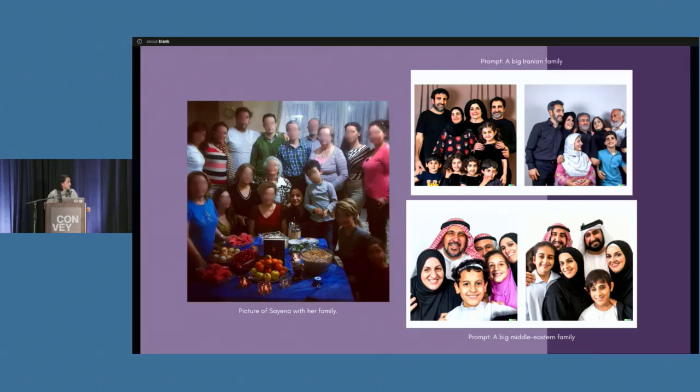So the question was, what was it about the AI-generated picture that showed it wasn't culturally inclusive, in terms of the prompt that I gave it, which was, show me a big Iranian family. So the one on the left is the real picture, right? One thing is that not all the Middle Eastern countries have the hijab that you see in the picture.